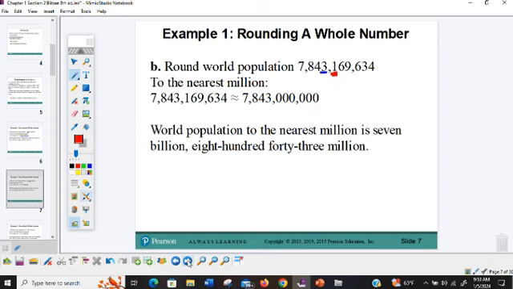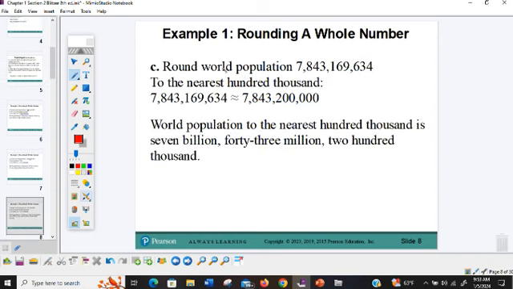Let's try one more. Now we want to round it to the nearest 100,000. Ones, tens, hundreds, thousands, 10,000s, 100,000. So we're doing this number right here. We are either going to keep the 1 or turn it into a 2. Look at the number on the right. The number on the right is a 6. That's more than 5, so we're going to add 1 to that and turn it into a 2. Then we make everything after that zeros.